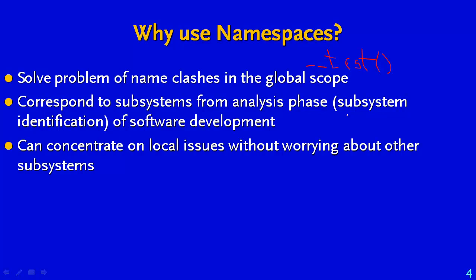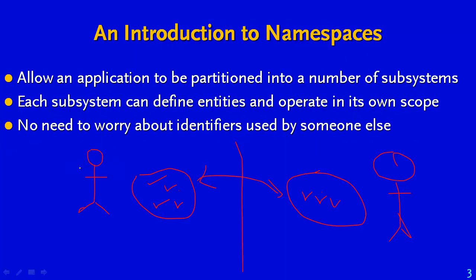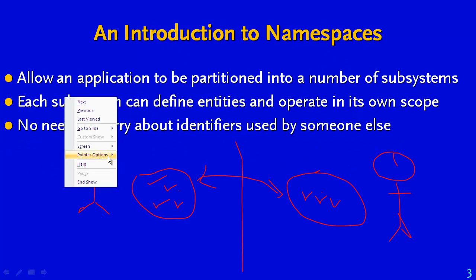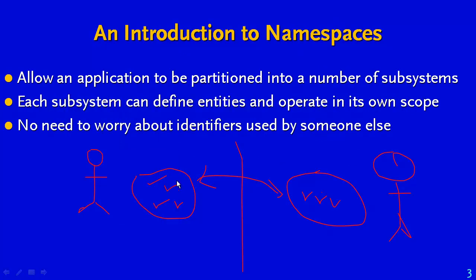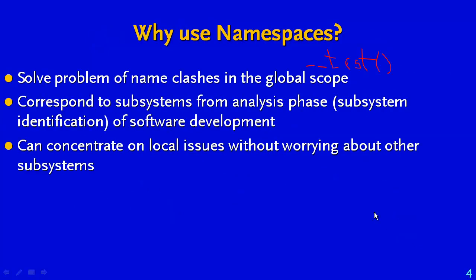This is not part of the course, but basically when you're developing larger systems, you have to break your systems into subsystems in the analysis phase, just before we start programming. So each subsystem could correspond to a namespace. And when each developer is developing his or her own functions, they do not have to be concerned with what the other people are doing until you get to system integration.